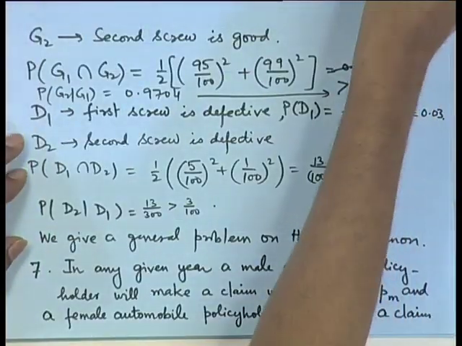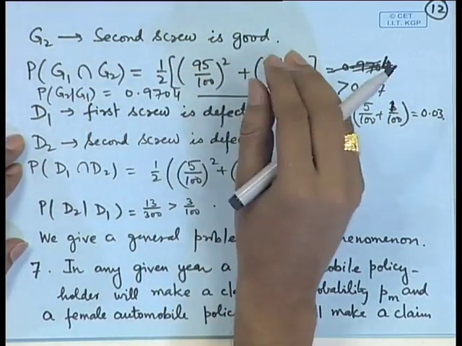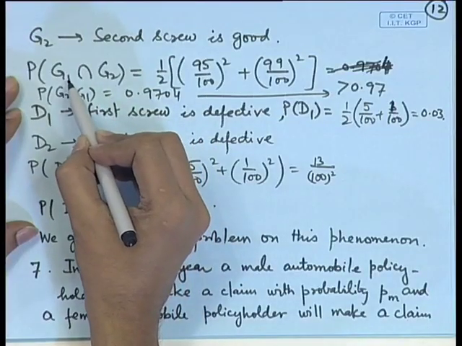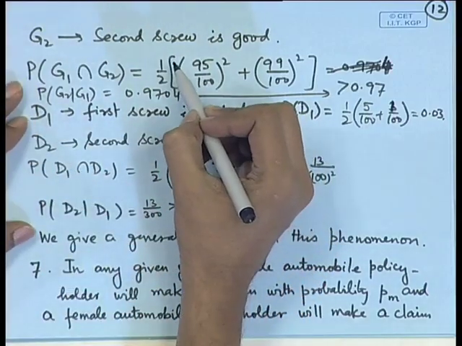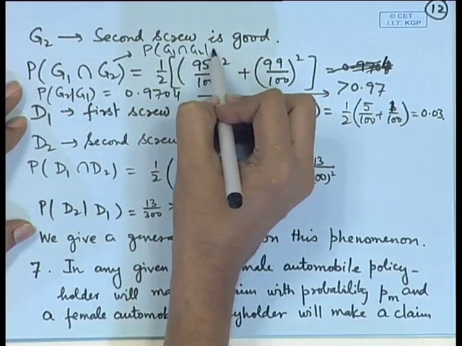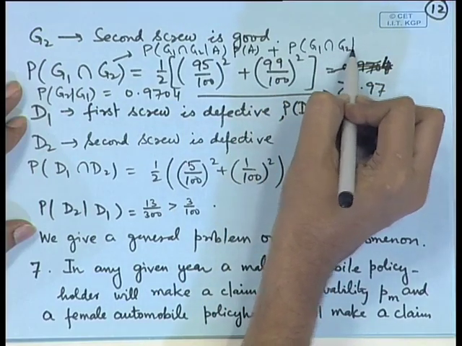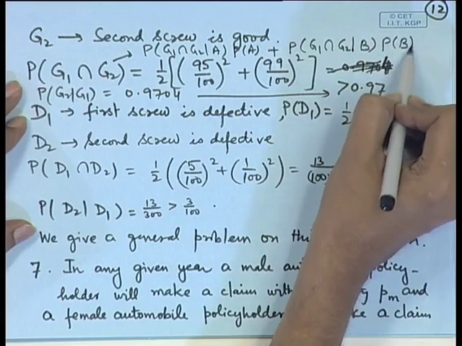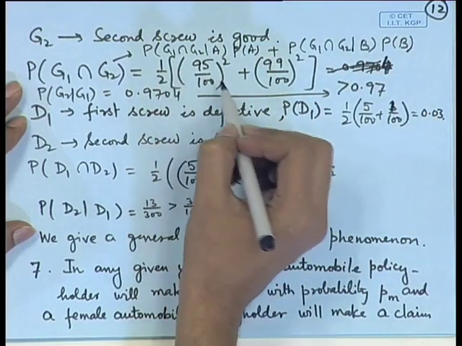Now, we look at the event that the second screw is also good, that is, the screws are inspected one after another. So, the first screw has been found to be good, what is the probability that the second is also good? So, we look at the event G1 intersection G2. First screw is good and second screw is good. Once again, this becomes probability of G1 intersection G2 given A into probability of A plus probability of G1 intersection G2 given B into probability of B. Here probability of A and probability of B both are half.